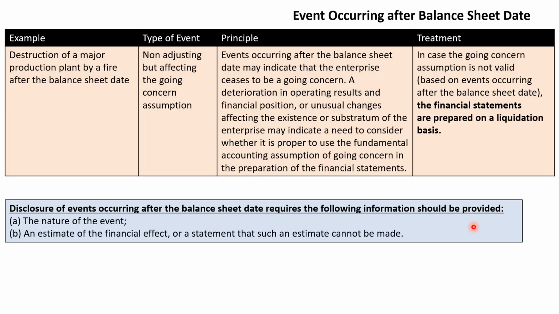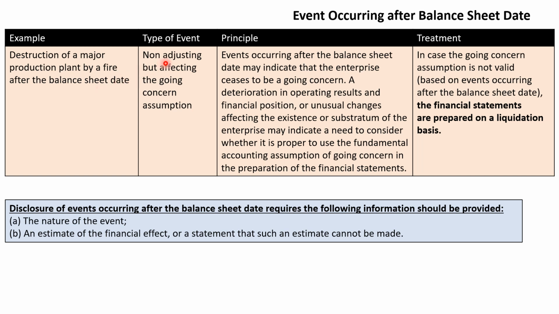Okay. Now comes the last point, destruction of a major production plant by fire after the balance sheet date. Now I am taking the example to a higher level. Out of 10 different plants, maybe only one plant survived and 9 plants have suffered damage. That means now, actually speaking, probably the company's position to run as a going concern itself is affected.